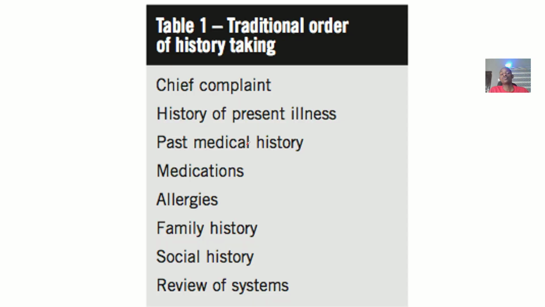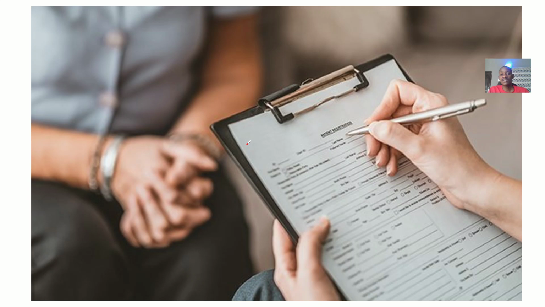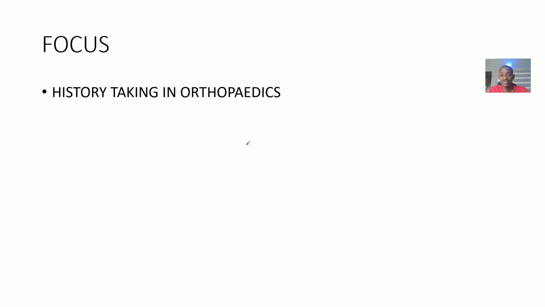Then you look out for past medical history. Have they ever had such problems before, or any other disease condition? You look out for family history. Has this ever happened to any member of the family? You look out for social background. Once you do all of this, you will be 100% in your orthopedics history. So that's it, guys.